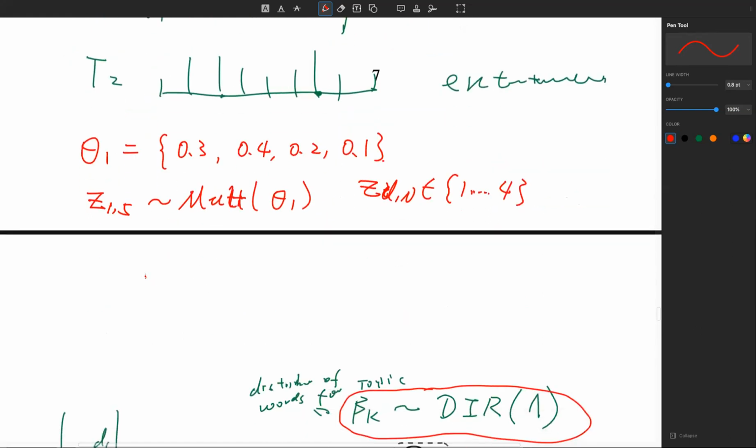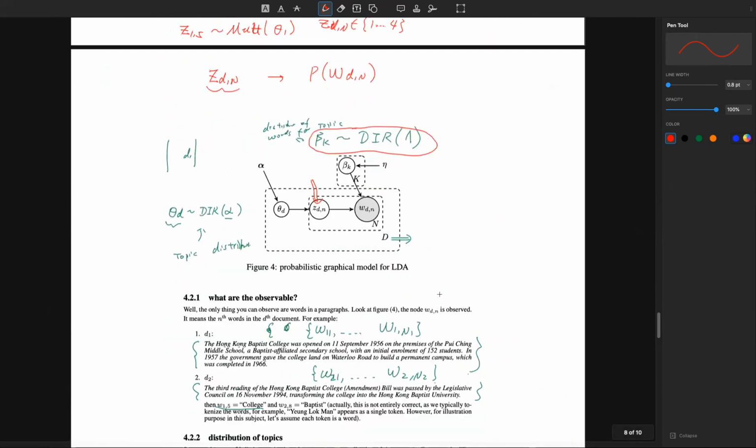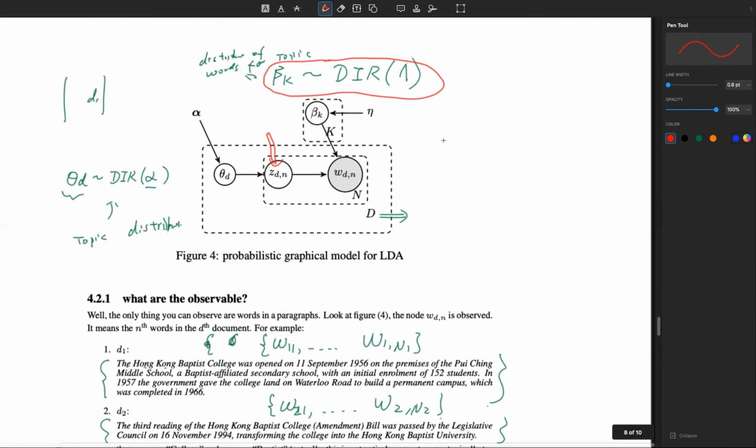Knowing that we already know ZDN, maybe it's like 4, something like that, where do you think the probability of WDN comes from, by looking at this graphical model? What's the probability of WDN? Of course, it's conditioning on a lot of other things. But if you look at the graphical model, what does it condition on? It only conditions on ZDN, right? This is where the probabilistic graphical model helps you.